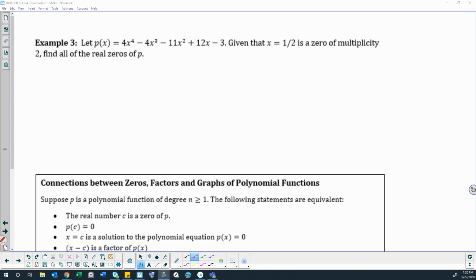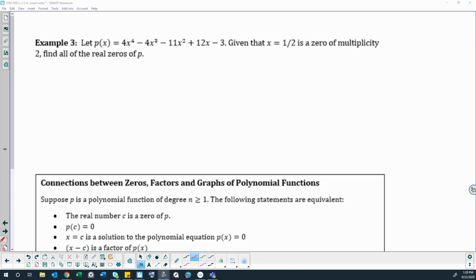All right, here we have example 3. We are given 2 of the zeros, and we want to find all of the real zeros. So this is a degree 4 problem, which means that given the fundamental theorem of algebra, which we will be learning in section 2.4, we know that degree 4 polynomials have 4 zeros.